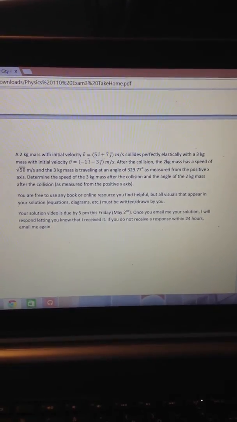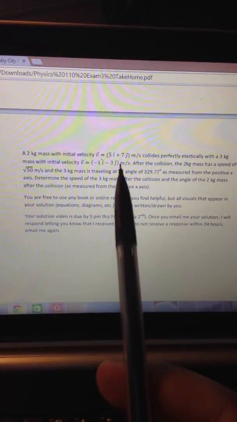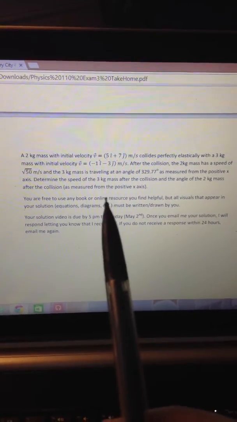Okay, so this is the problem that we got as the take-home problem for the third exam. The problem states that a 2 kilogram mass has an initial velocity of this, and a 3 kilogram mass has an initial velocity of this. After the collision, the 2 kilogram mass has a speed of this, and the 3 kilogram mass travels at an angle of this from the positive x-axis. What we had to find was the speed of the 3 kilogram mass and the angle that the 2 kilogram mass traveled after the collision.